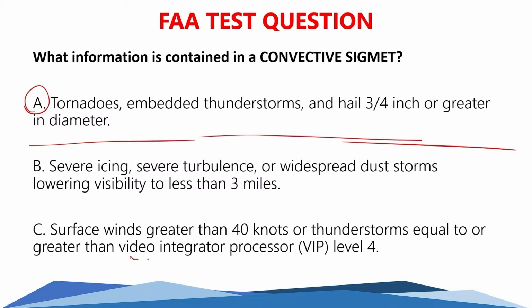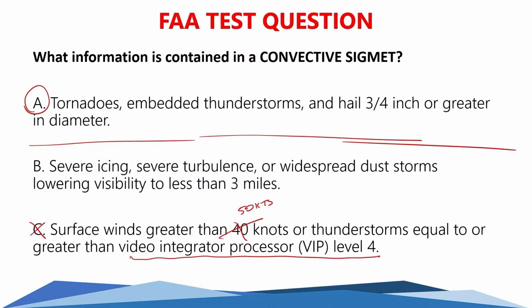It's because you hear me talk about this VIP level 4, and while that is correct, the problem why this is not correct is because the surface winds are greater than 40 knots. It actually should be greater than 50 knots. If it said greater than 50 knots with the VIP of level 4, then C would be correct, but because it doesn't, it's actually incorrect. And then B is also incorrect as well.